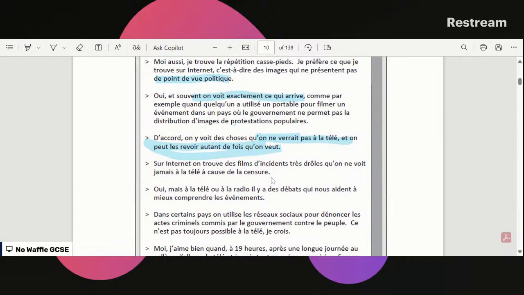Sur Internet, on trouve des films d'antécédents très drôles qu'on ne voit jamais à la télé à cause de la censure. So things will be censored. So films about incidents. Literally just incident films that are very funny. So things that are very funny you wouldn't find on the TV.